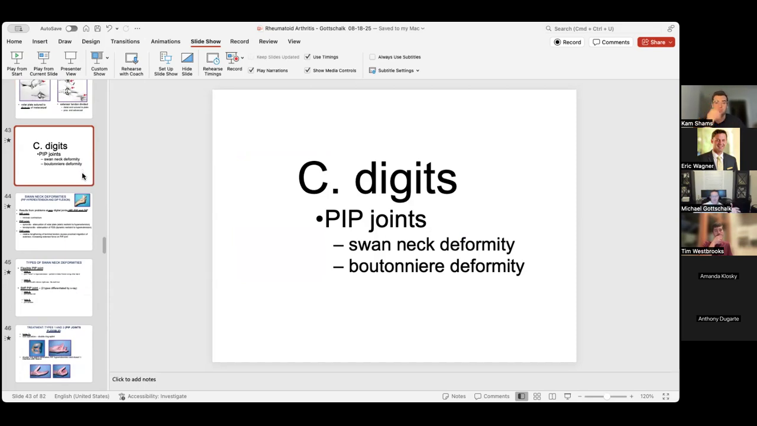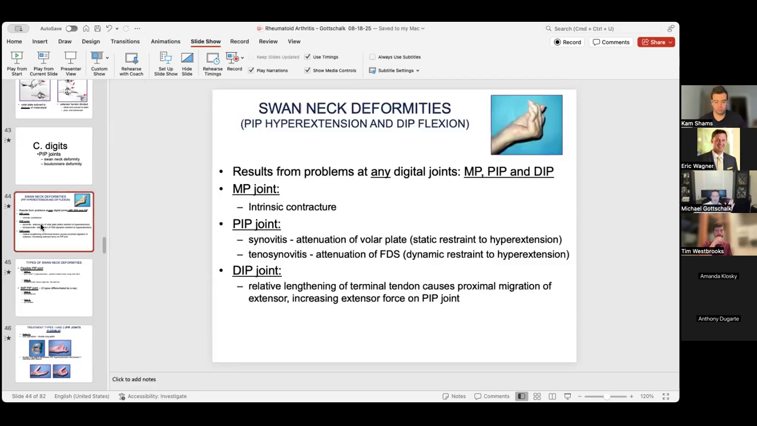RA or autoimmune diseases are one of the few times when you look at fingers next to each other, you will see a difference, or can see both a swan neck deformity in one finger and a boutonniere deformity in the one adjacent to it. So essentially, you can have a variety of different issues, and it can be different on each finger. It can also affect the thumb.